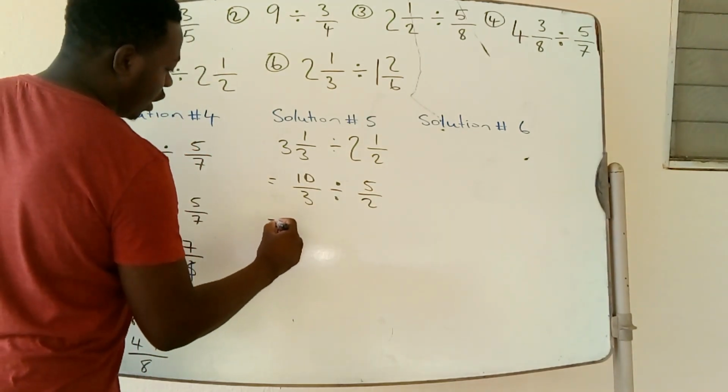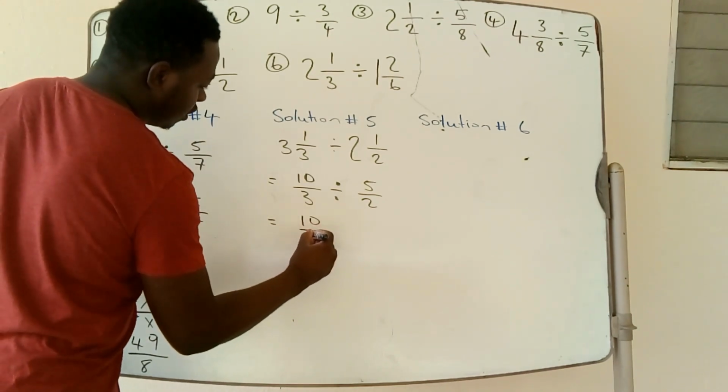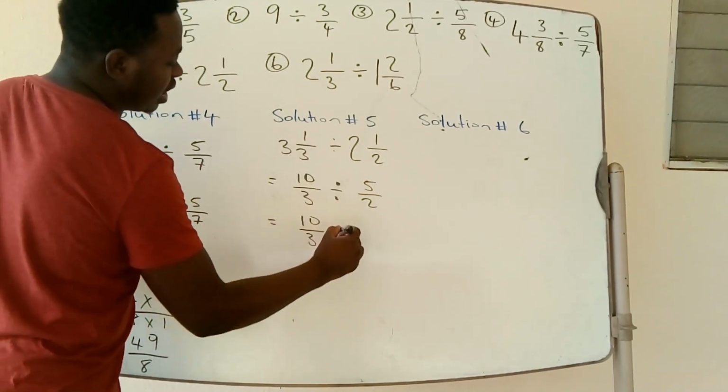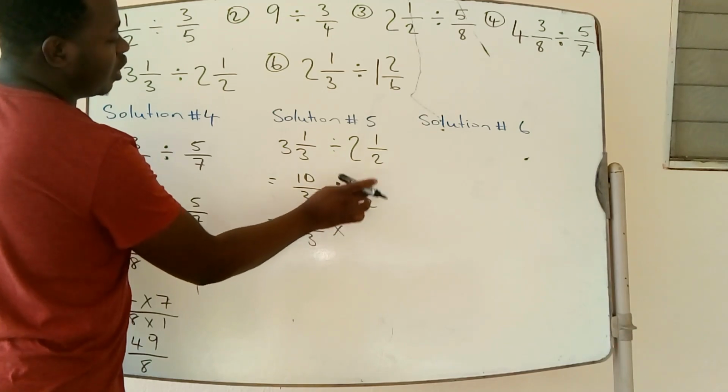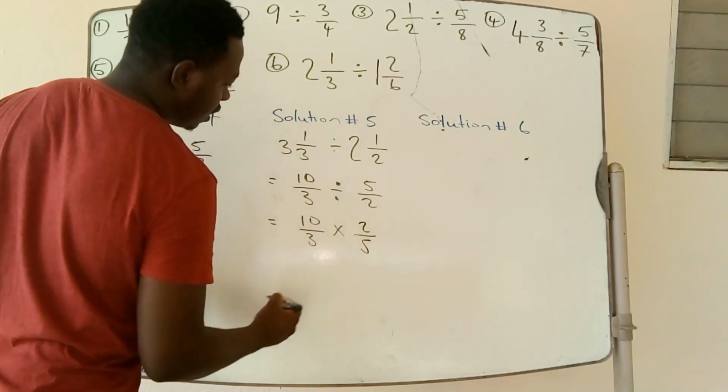Now, what we're going to do is to keep the first fraction, which is 10 over 3, change the division sign to multiplication, and invert the last fraction, which is now 2 over 5.